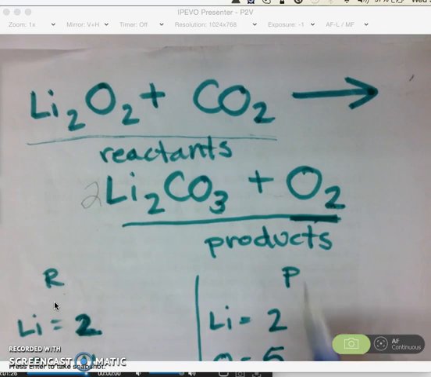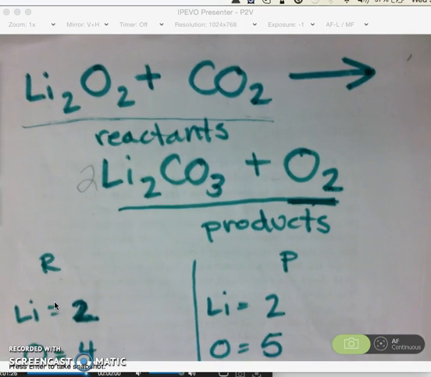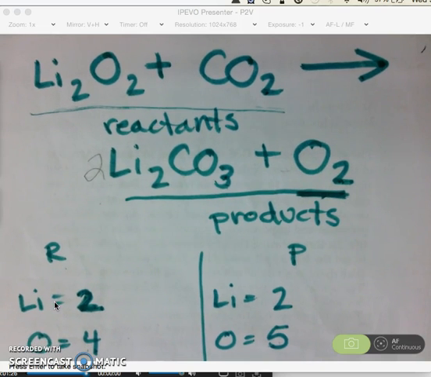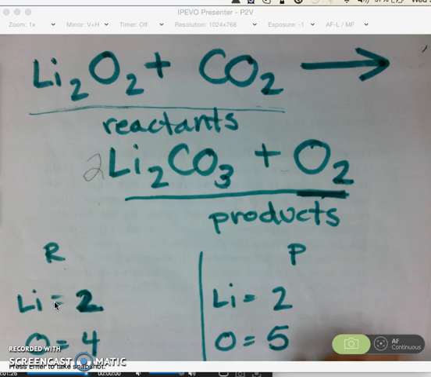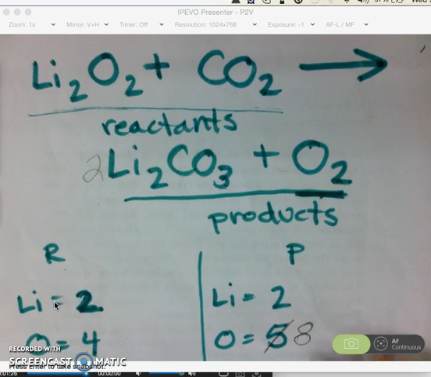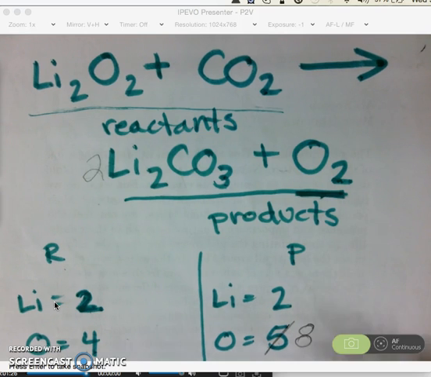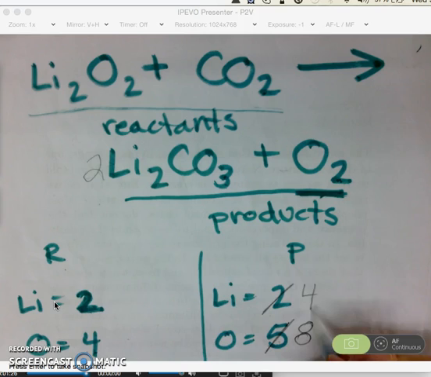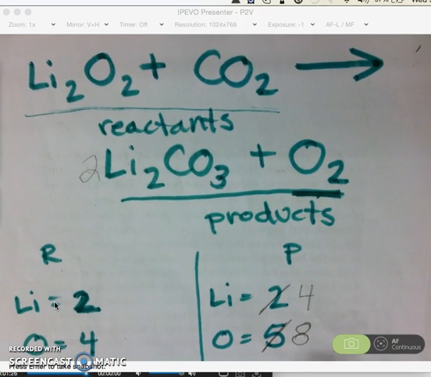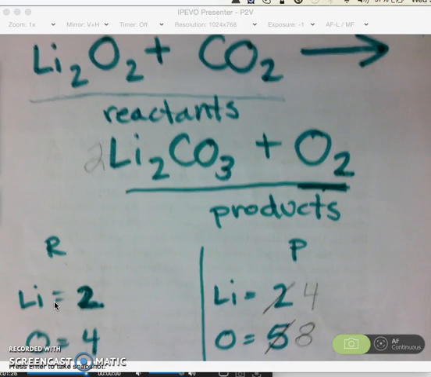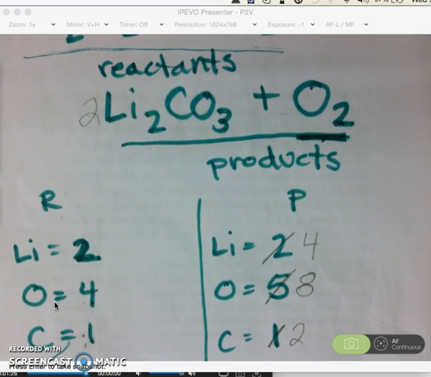So that changes our oxygens on our product side. So 2 times 3 is 6 plus 2. We now have 8 oxygens. So we need to figure out the rest. We have 4 lithiums and 2 carbons. Okay, and I'll show you that I've done that.